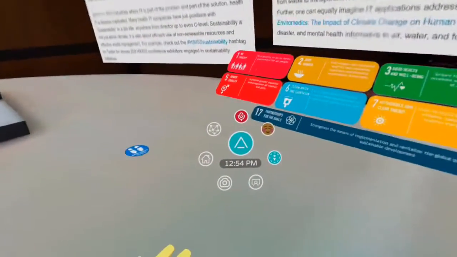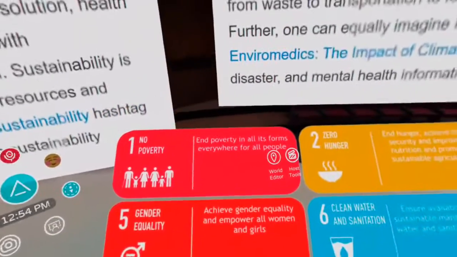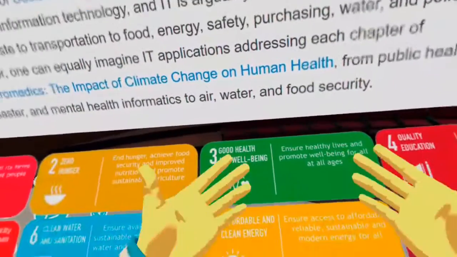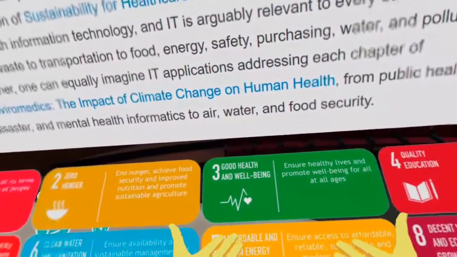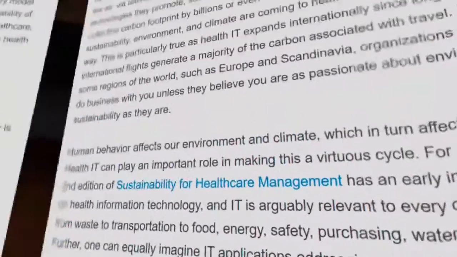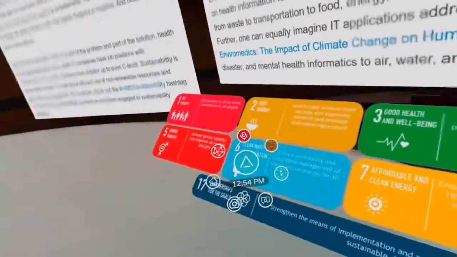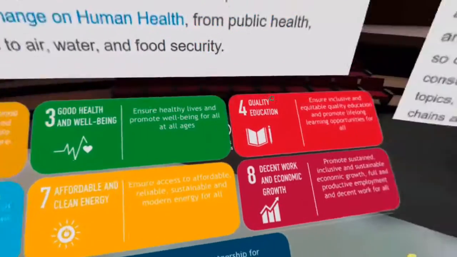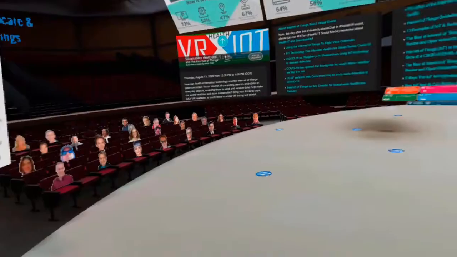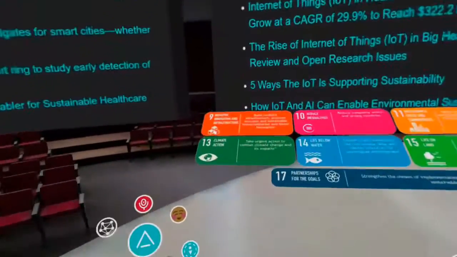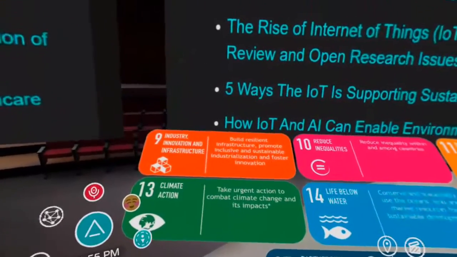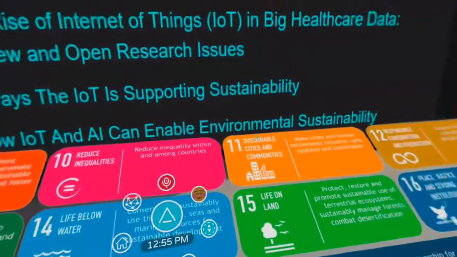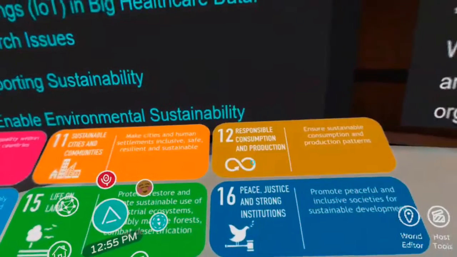And their glosses here. No poverty, and poverty in all its forms everywhere for all people, and zero hunger, good health and well-being, obviously very relevant to the sustainability and health IT connection, because healthcare is one of the sustainability goals. And so quality education, gender equality, clean water and sanitation, affordable and clean energy, decent work and economic growth. We've got the rest of them over here. Industry, innovation, and infrastructure. Build resilient infrastructure, promote inclusive and sustainable industrialization, and foster innovation. I like it. Reduce inequalities, sustainable cities and communities, responsible consumption and production.